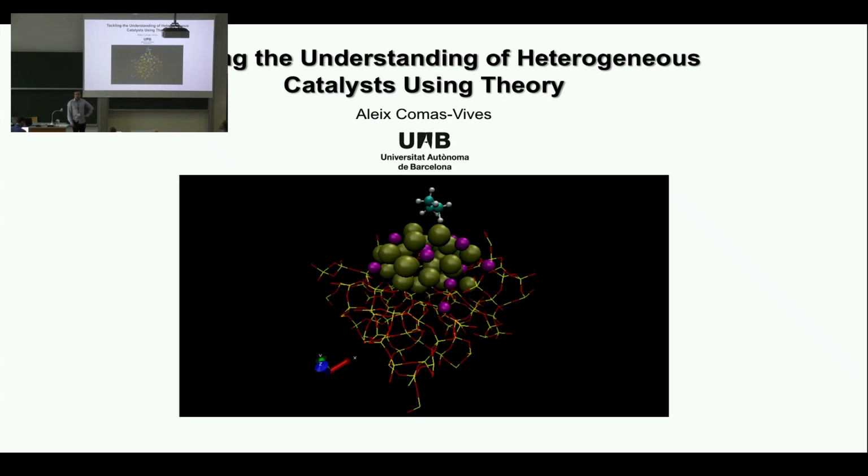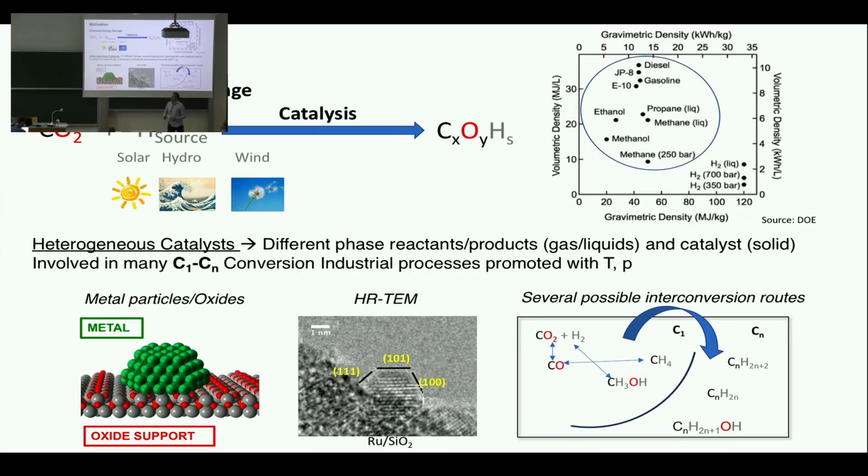So today I'm going to show you some of a flavor of how we try to understand heterogeneous catalysts and the challenges to model these materials by using a theoretical approach. Actually, the goal of our research is in the energy field, so we try to understand processes that take CO2, ideally, that would be the ideal scheme, and use intermittent energy sources from renewable energies and transform it via catalysis to this kind of compounds that are highly energy density materials.